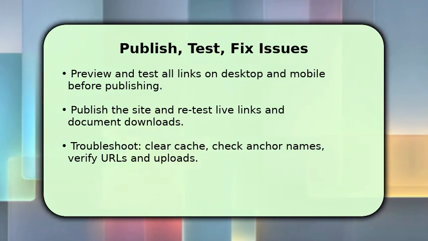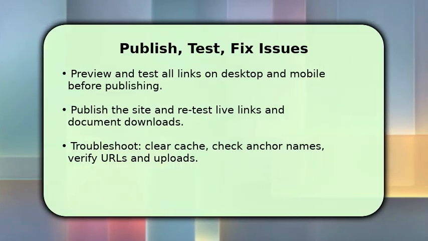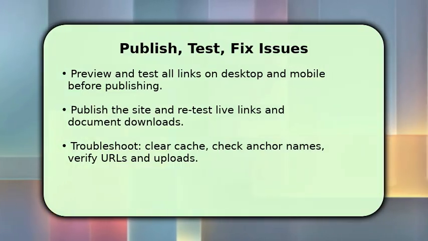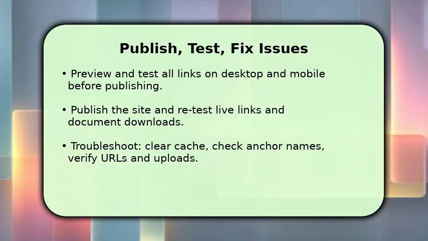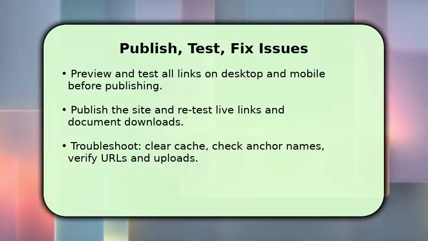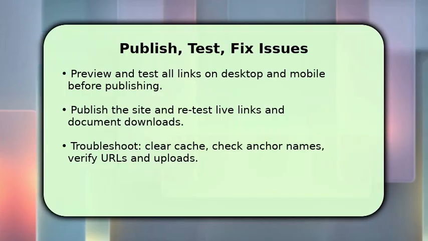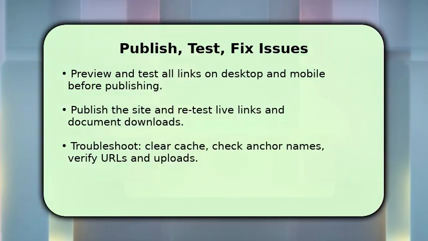Test on both desktop and mobile because mobile menus can behave differently. If a link fails, clear your browser cache and retest. Check that anchors match exactly and uploaded files are published. If external links show mixed content errors, ensure the URL uses HTTPS. When you confirm everything works, you're done and your visitors will navigate smoothly.